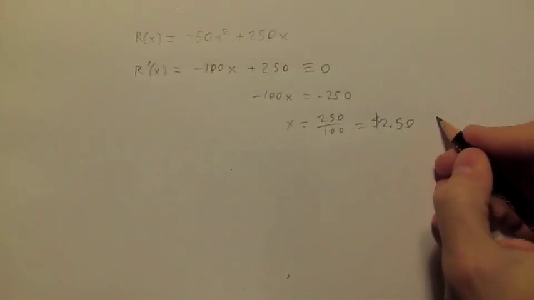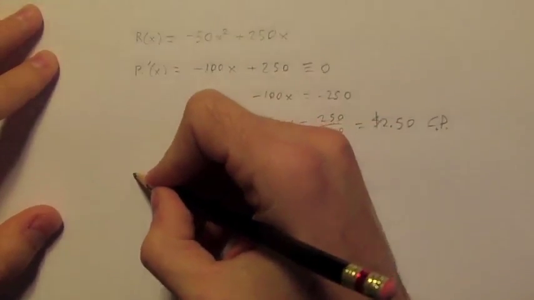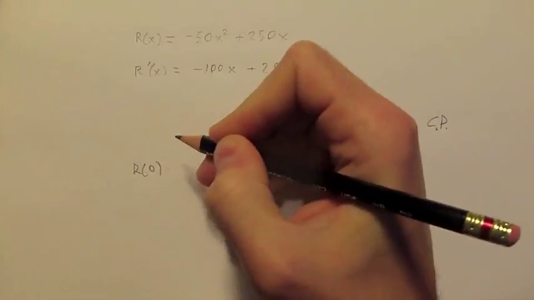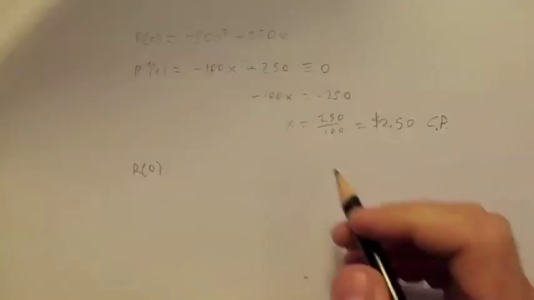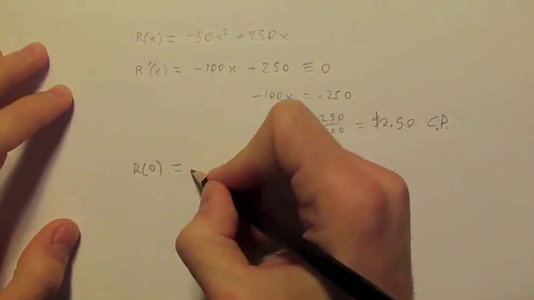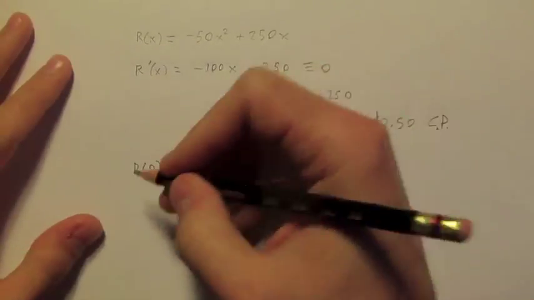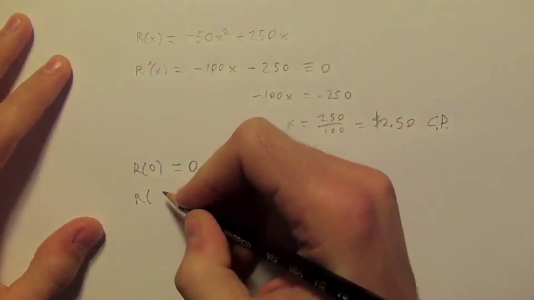Okay, so here's the critical point. And basically, we could stop here, because this is clearly going to be the maximum, but let's go ahead and see. If I plug in 0, I have the function up here. If I plug in 0, I get 0, so this thing becomes 0. That should make sense. The revenue should be 0 if we don't charge anything.